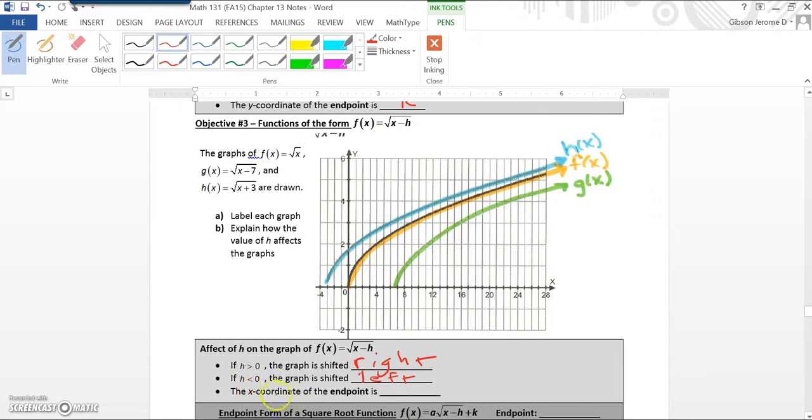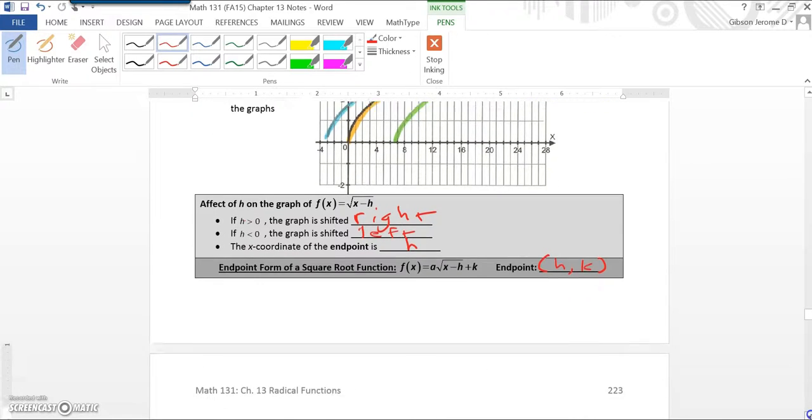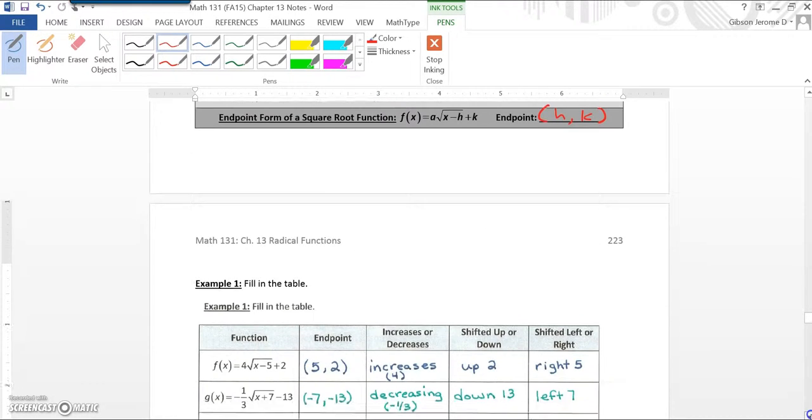And then finally, the x-coordinate of the endpoint is your h value, or just h. Now, it says endpoint form of a square root function, f of x is equal to a times the square root of x minus h under the square root plus k. The endpoint is h and k. H would be your x value, k would be your y value. Now we go to the next page.